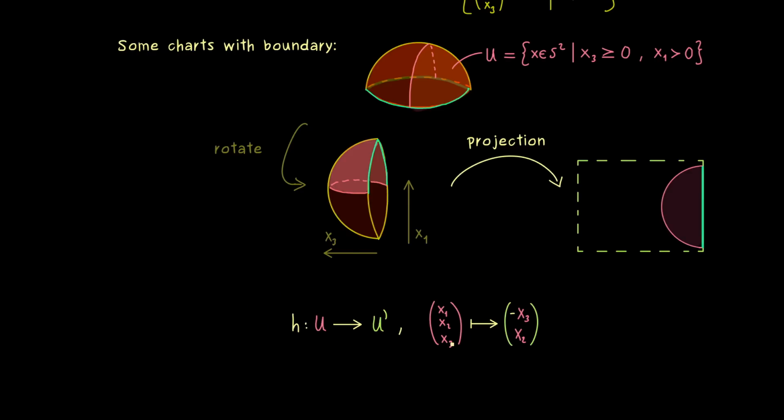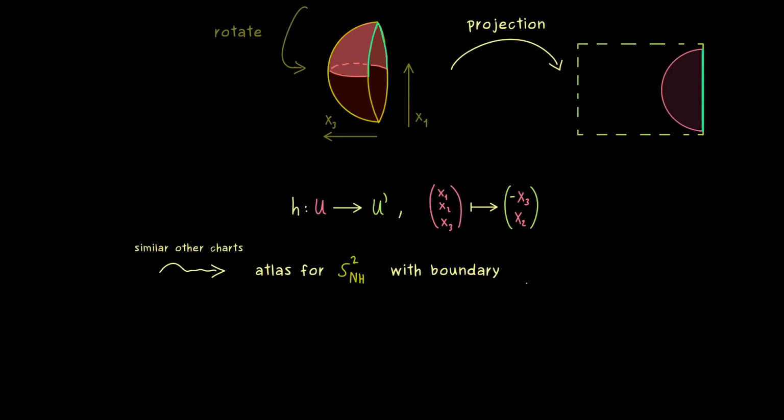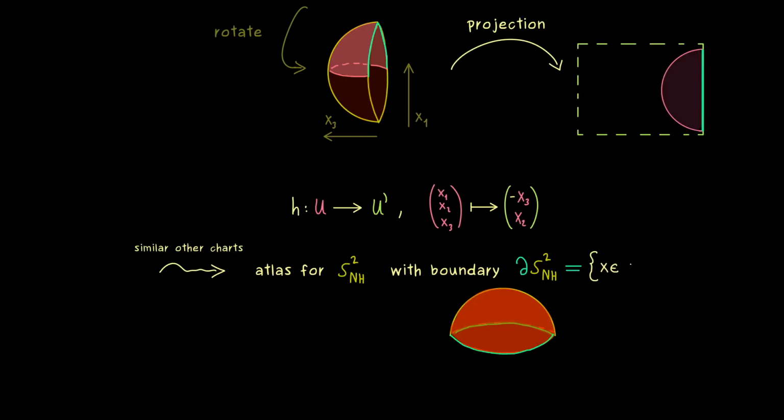And now you might believe me that we could simply repeat the whole construction for all the other quarters on the sphere. And then the result is that we have a whole atlas for our northern hemisphere, which is a manifold with boundary. Moreover, you also already know that this boundary is usually denoted by this del symbol. And indeed, with all the charts we have shown that this boundary is actually the equator. So you could write these are the points from S2 where x3 is equal to 0.